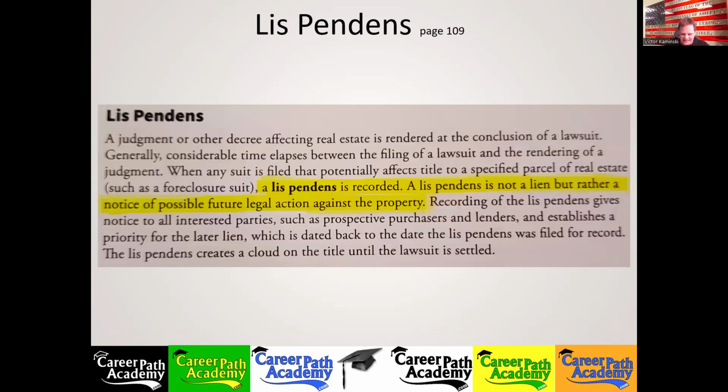Now, lis pendens, this is new. Let's highlight that. A lis pendens, this is page 109, is a public notice of possible future legal action against the property. What kind of legal action is taken against a property? Foreclosure.